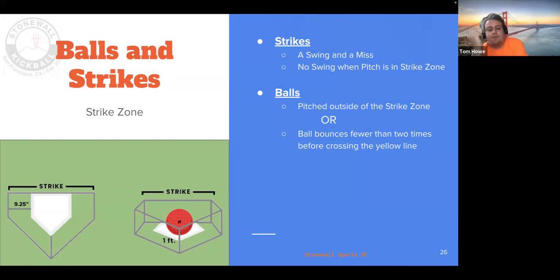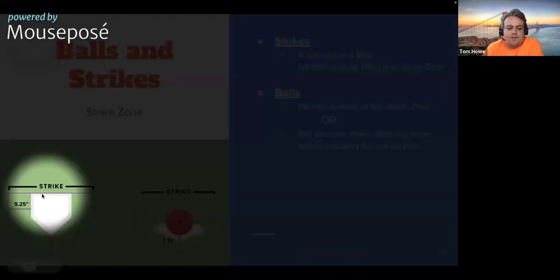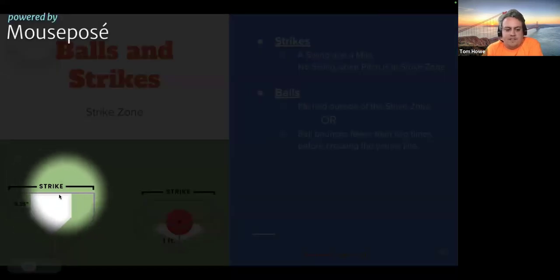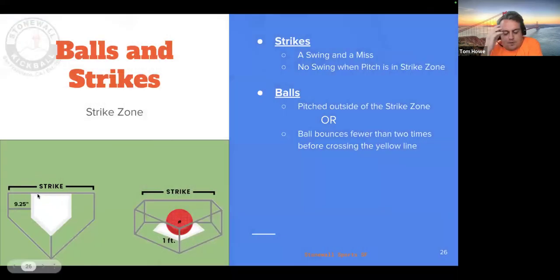Two other things have to happen. The ball must bounce twice. So remember, the pitcher releases the ball, and the ball has to hit the ground twice before it crosses the front of the plate. And the front of the plate is the non-pointy side. So the ball must bounce twice. If it only bounces once, then it's going to be a ball.